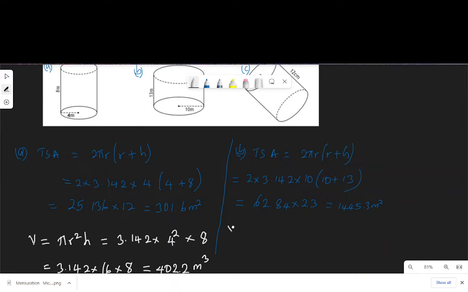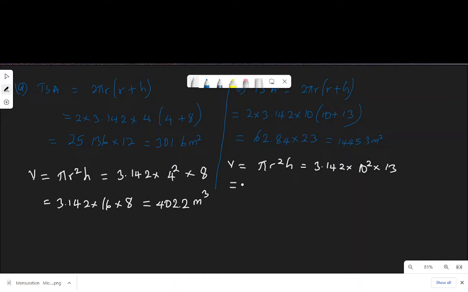The volume V is pi r square h. Pi is 3.142. The radius is 10, so 10 square, and the height is 13, times 13. That is 3.142 times 100, that is 10 times 10 times 13. That will give us 3.142 times 100 times 13. That is 4,084.6. What is the unit? Meter cube. That is that for question B.